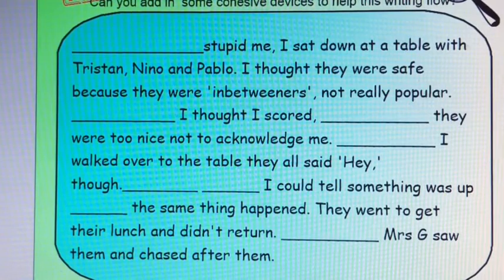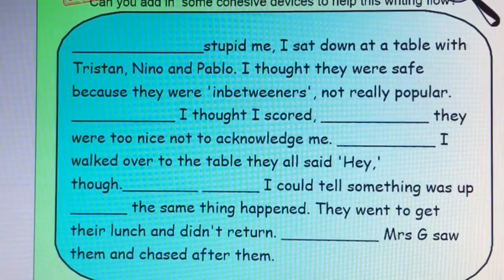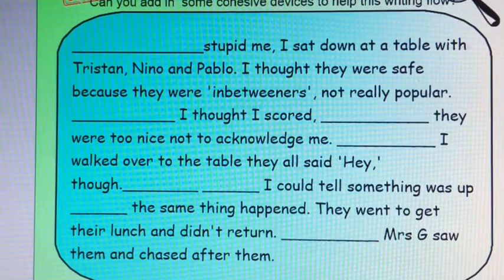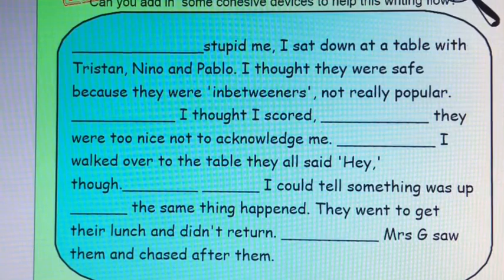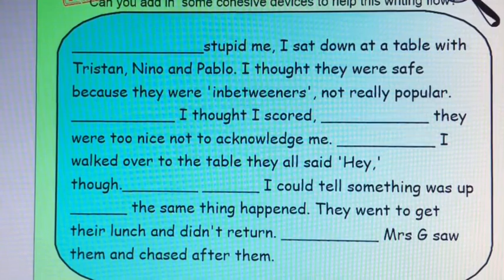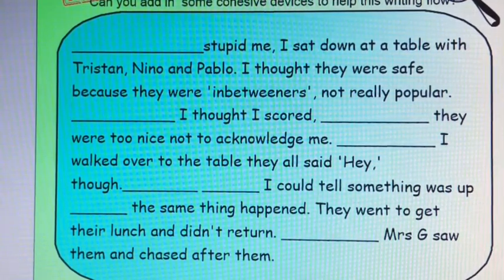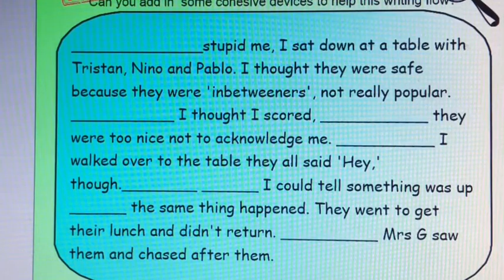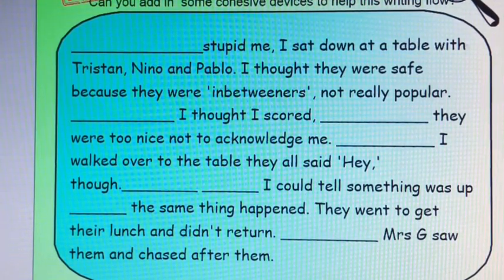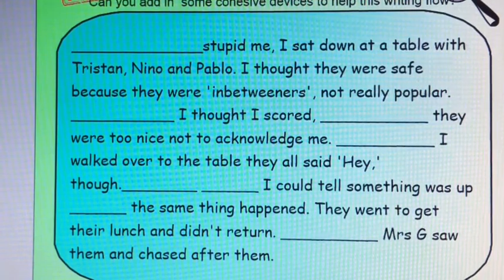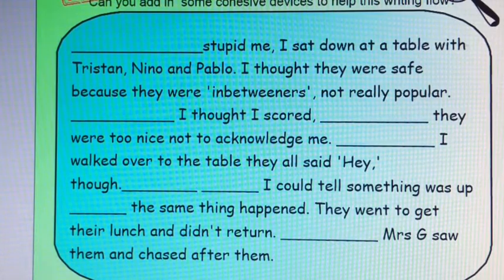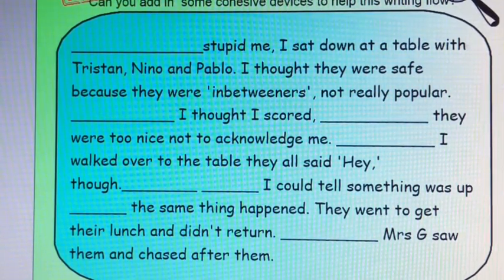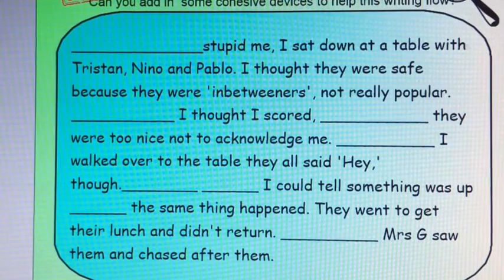Blank, stupid me. I sat down at a table with Tristan, Nino and Pablo. I thought they were safe because they were in-betweeners, not really popular. Blank. I thought I scored. Blank. They were too nice not to acknowledge me. Blank. I walked over to the table. They all said, hey, though. Blank, blank. I could tell something was up. Blank. The same thing happened. They went to get their lunch and didn't return. Blank. Mrs. G saw them and chased after them.